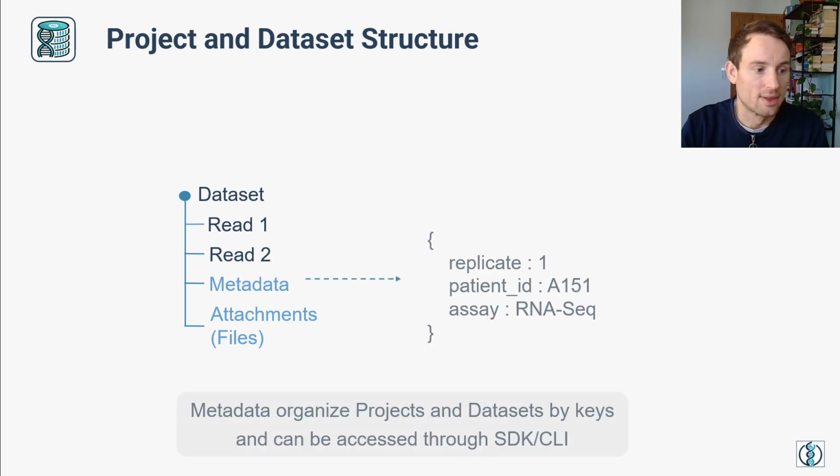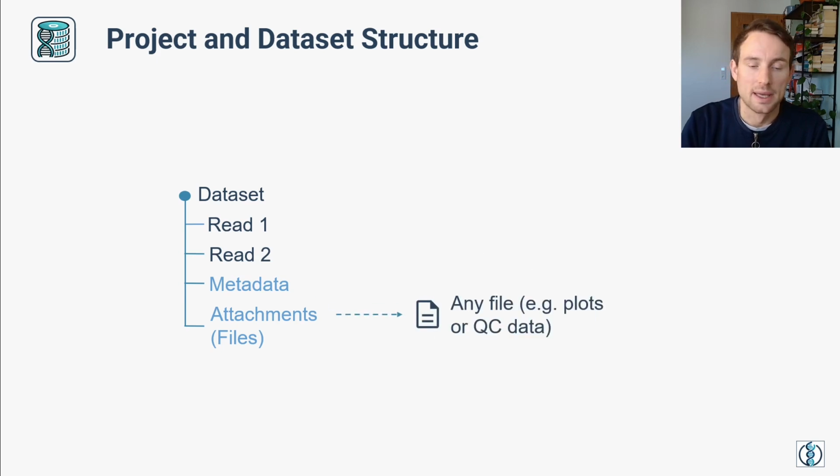And along with the FASTQ files, we can save some metadata. We've seen those are key value pairs that help us to later structure our datasets and group the data in a flexible manner. For instance, we can add replicate information. We can add information of the source of the data, for instance, a patient ID, assay information, anything can be stored in this key value format. And finally, there are attachments. Attachments are arbitrary files that we can store along with our dataset. So we can also store plots or scripts from downstream analysis in these attachment files.